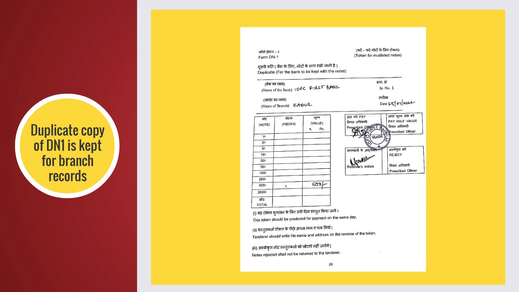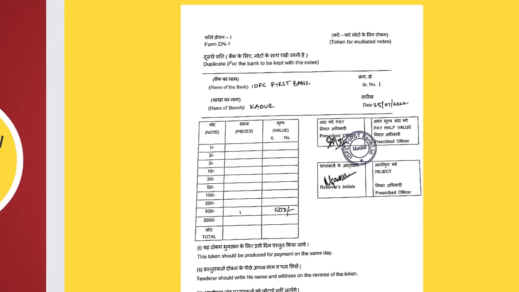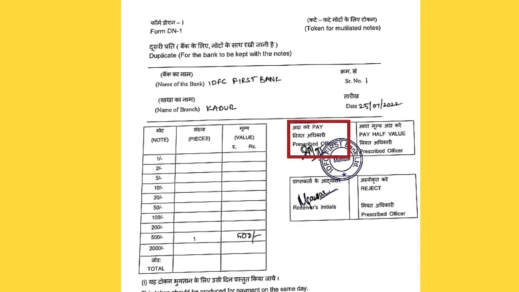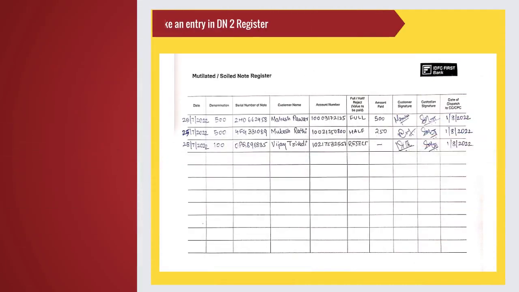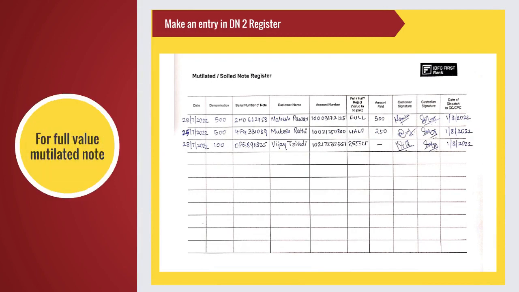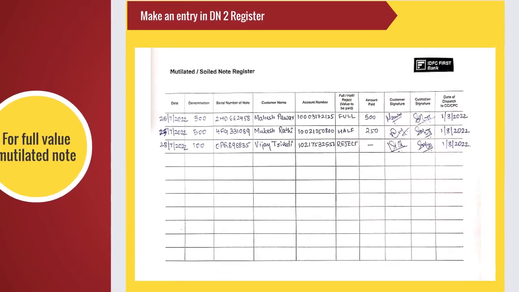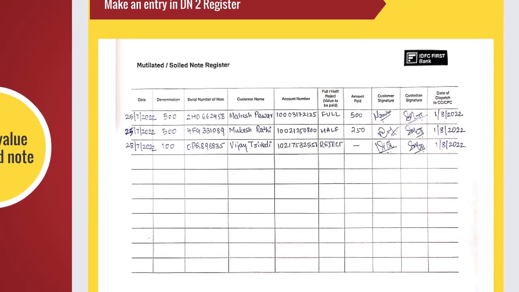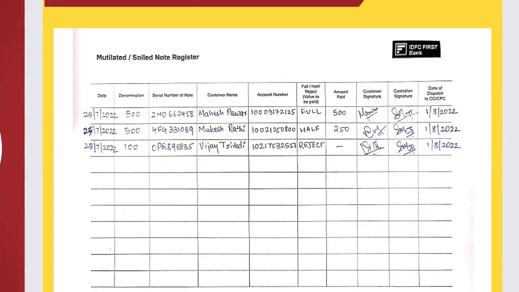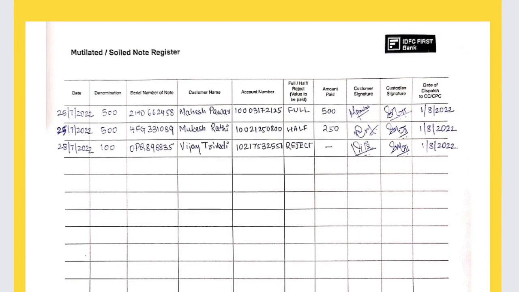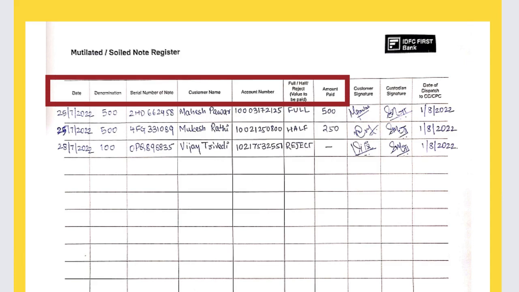In the duplicate of DN1, which is maintained by the branch, select the left top box for full value. Ensure you take the customer signature in the left bottom box. After this, make an entry in the DN2 register. For IDFC First Bank, the soiled and mutilated note register at Bharat branches is the DN2 register. While filling this register, make sure that the correct note serial number, denomination, customer details, and value to be paid are mentioned.